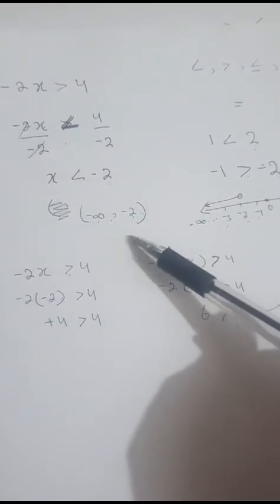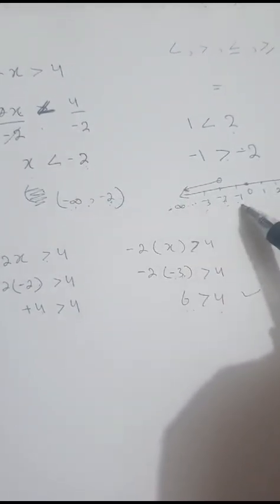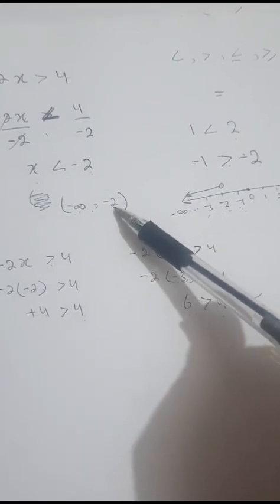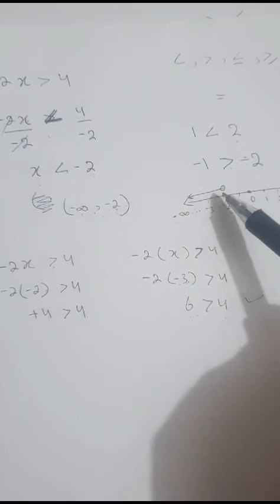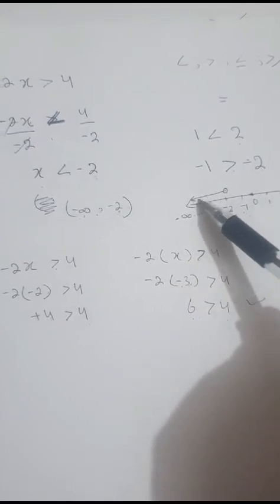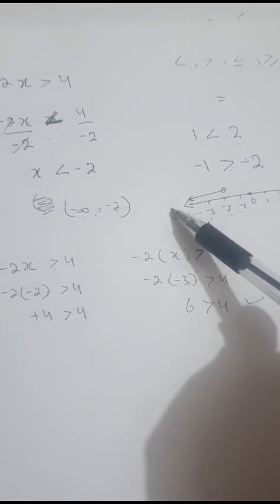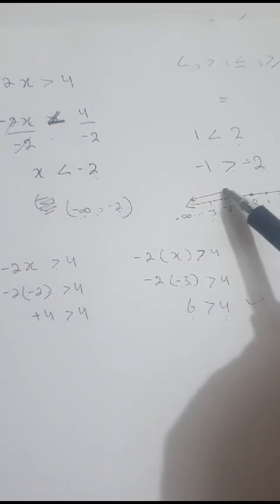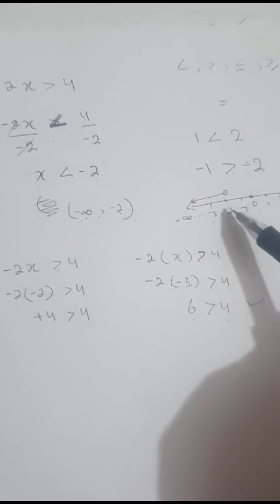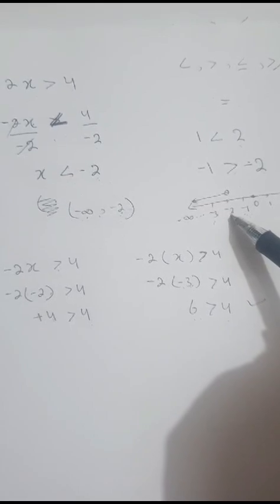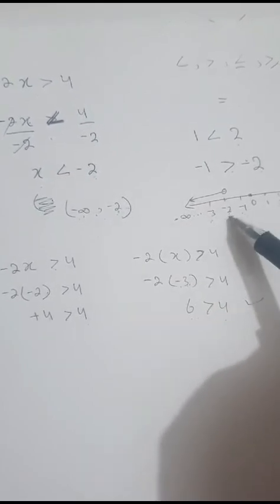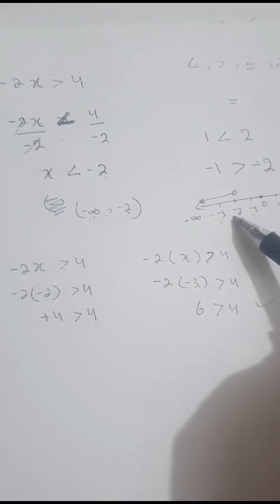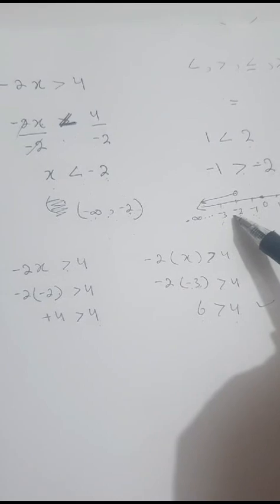And we can represent this solution on the number line this way. As the upper bound of this interval is negative 2, we start the line from here and it goes toward negative infinity. So this is the solution. Here we have a hole, a circle, and we do not fill it in, because negative 2 itself is not included in the interval. It is not a solution of the inequality negative 2x strictly greater than 4.